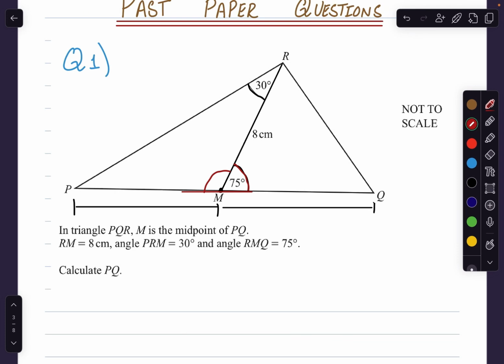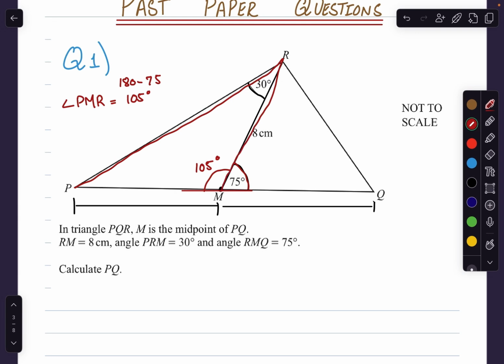When you subtract 75 from 180, we get angle PMR. So angle PMR should equal 105 degrees over here. Now we have this angle. We know this is a triangle PRM, and PRM is a whole triangle.